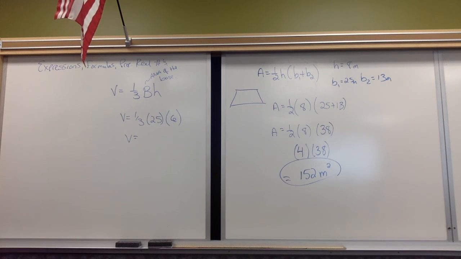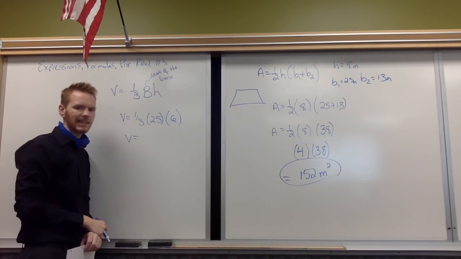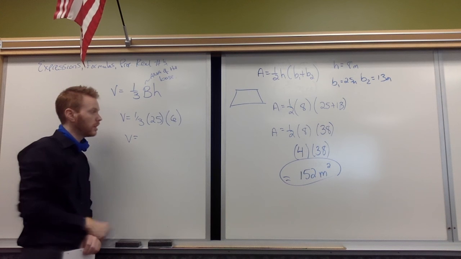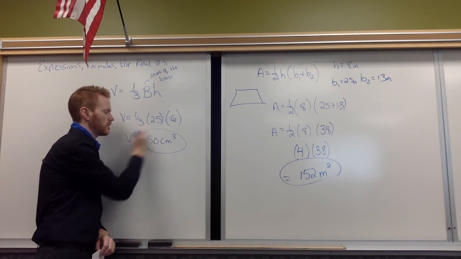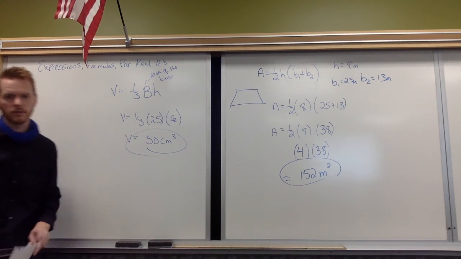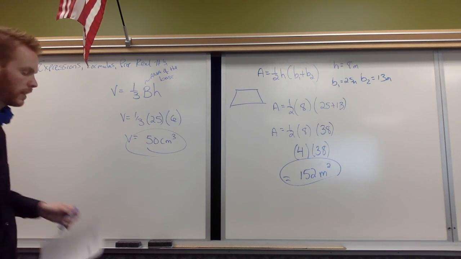So once again, this is a simple calculate problem. 1/3 times 6 would give me 2. And then 2 times 25 gives me 50. And they're measured in centimeters, so it'd be cubic centimeters because it's volume. And that's it, guys.